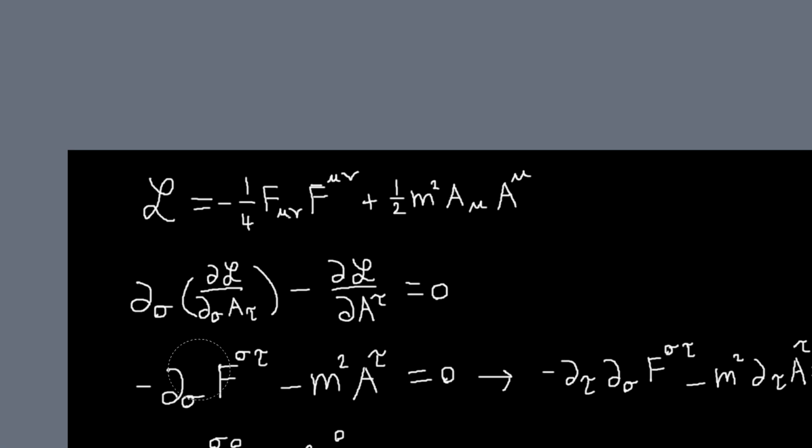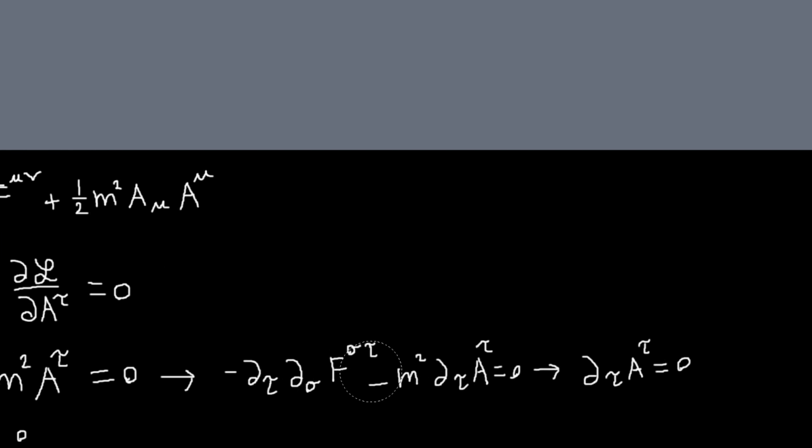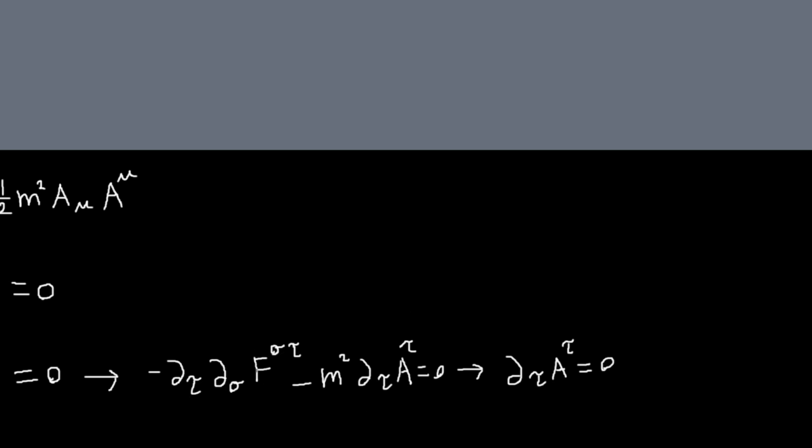And we can note that if we take the divergence of this, if we do ∂_τ of all of this, we will get these two. Our equation becomes this. And this is symmetric. Our two partial derivatives are symmetric in τ and σ because we can exchange them. And then F is antisymmetric in σ and τ. So we can show that this is identically 0. And so we'll just be left with this term. And so that will imply that the divergence of A is 0.